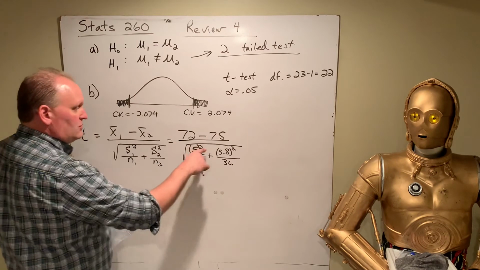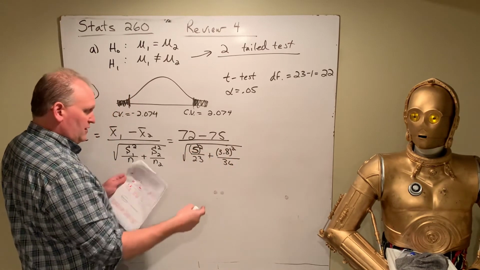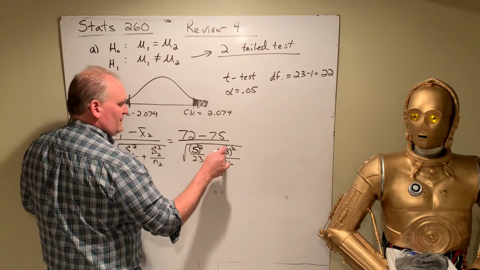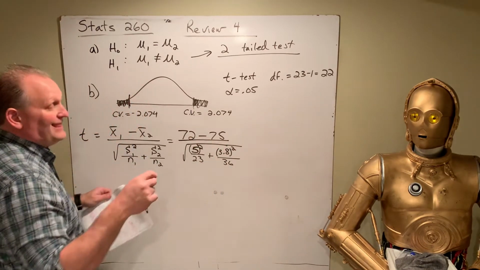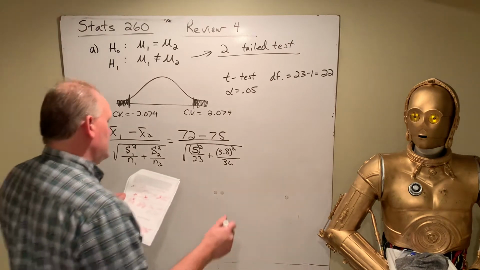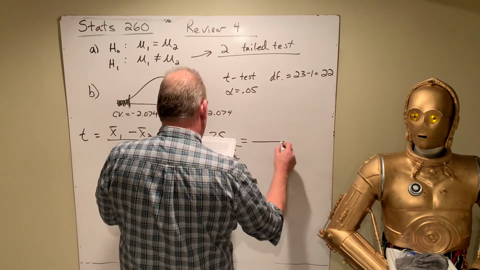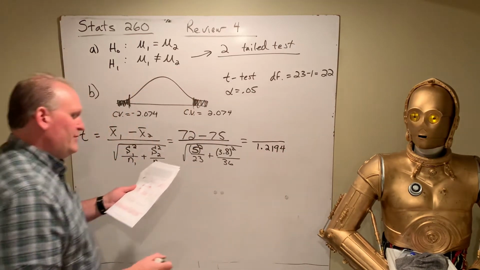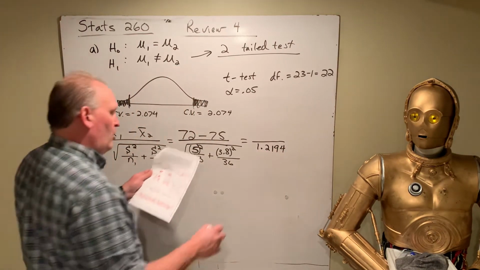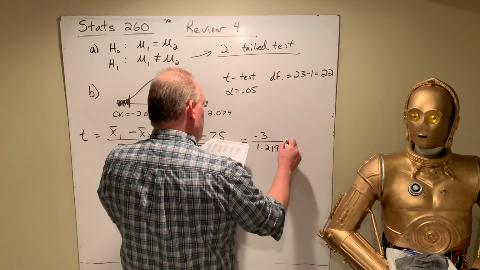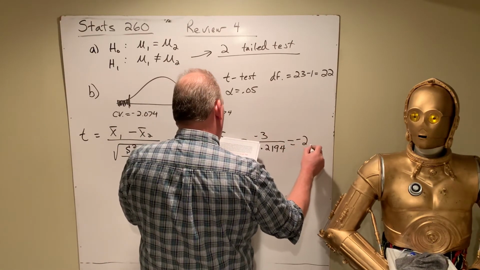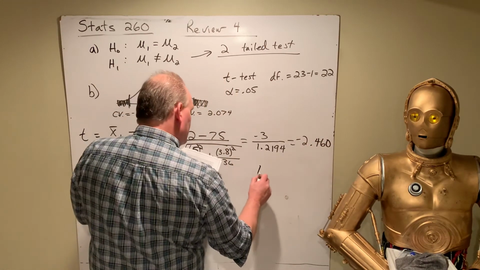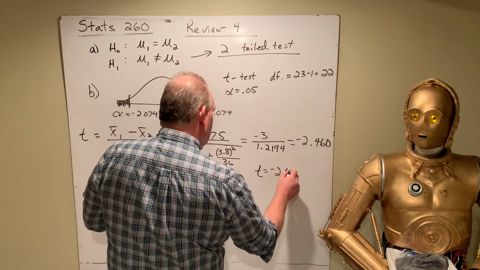And so you might want to do all of this in your calculator first. Do the 25 divided by 23 plus 3.8 squared divided by 36, and then hit enter. Then take the square root of that, instead of trying to get it all into 1. So when you do that, the denominator will be 1.2194. The top is going to be negative 3. So when we divide that, we get negative 2.460. That is a t-score of negative 2.46.